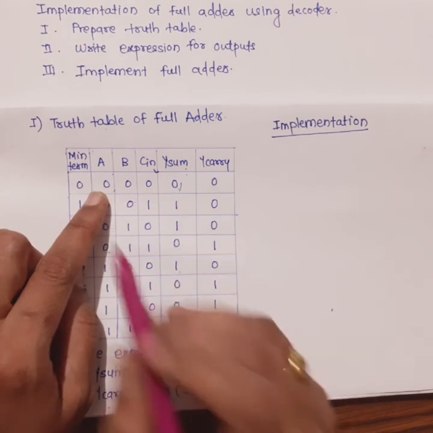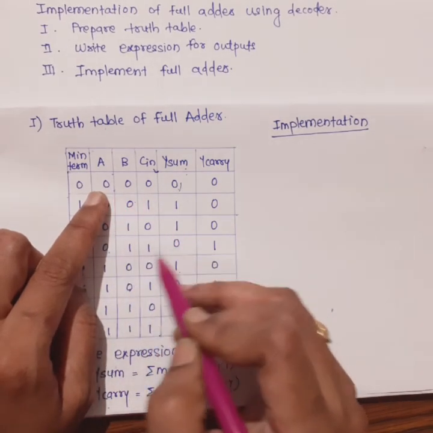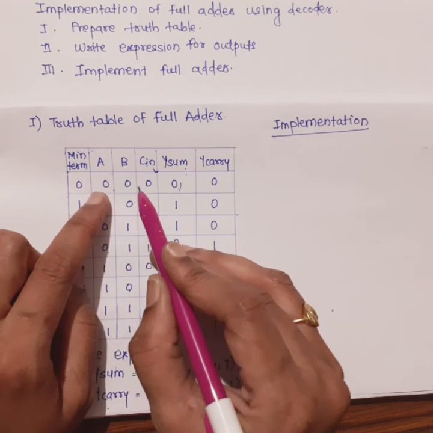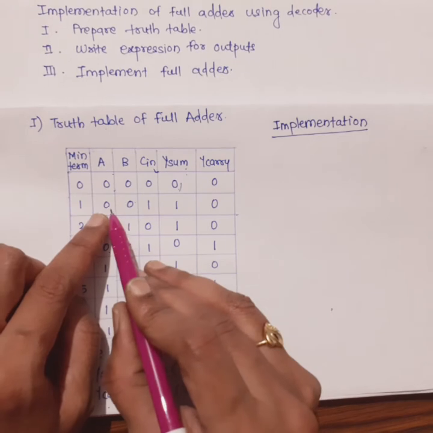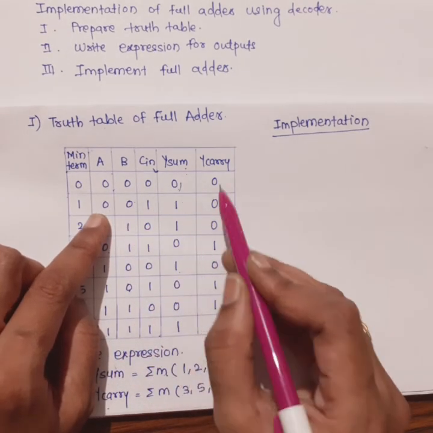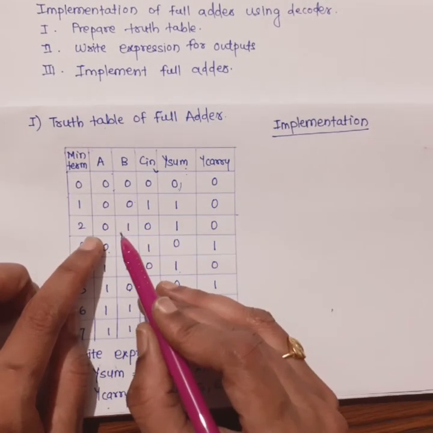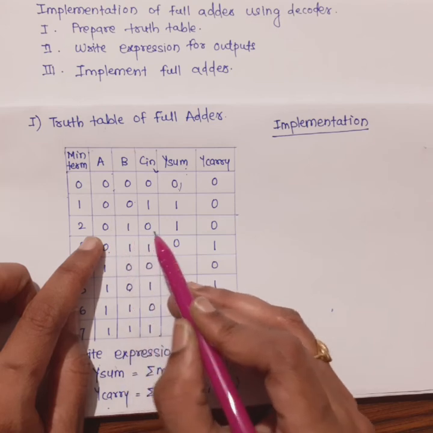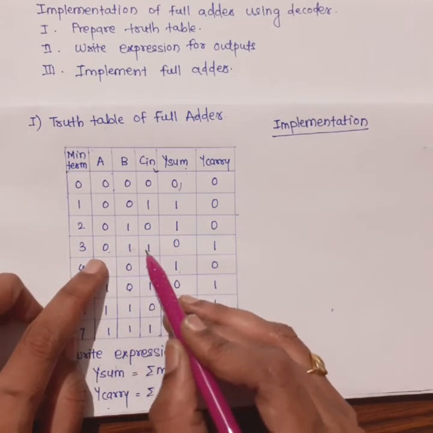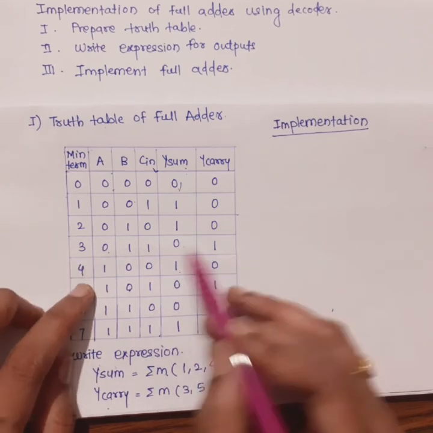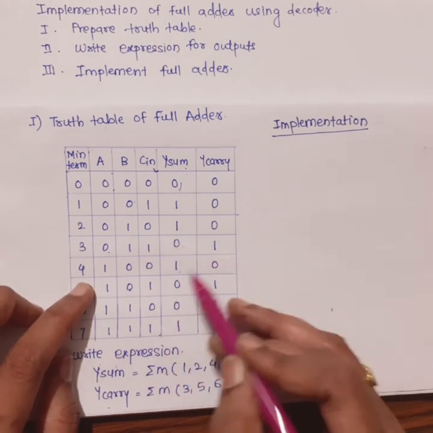Let us study this truth table. 0 plus 0 plus 0, we get sum 0, carry 0. On addition of 0, 0, 1, we get sum 1, carry 0. On performing 0 plus 1 plus 0, we get sum 1, carry 0. 0 plus 1 plus 1, sum 0, carry 1. 1 plus 0 plus 0, sum 1, carry 0.